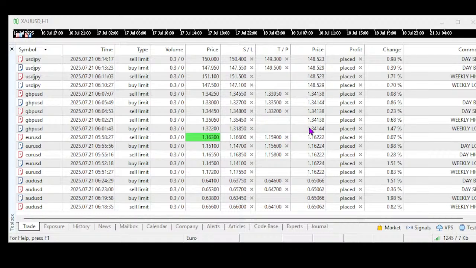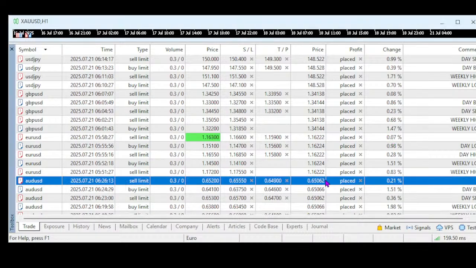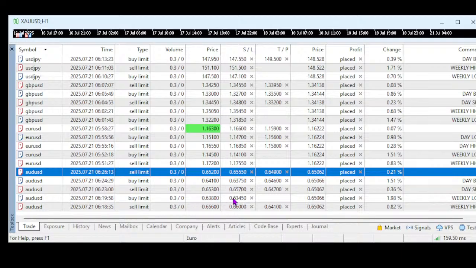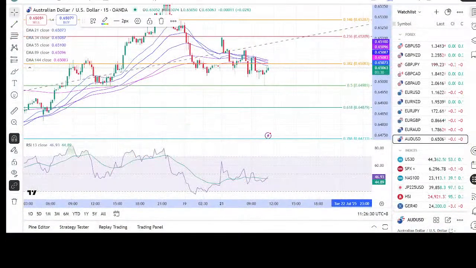Okay, 65.20, 65.55, and 64.90. Okay, expiry, this is until 5 p.m., until the next time belt. So we have 5 orders, 1 scalping, 2 day, and 2 swing. Okay, altogether we have 5 orders for this. So now let's move on to our gold.